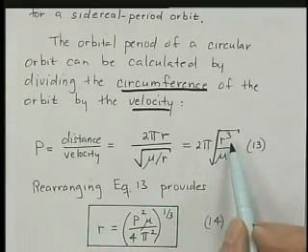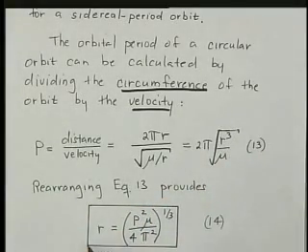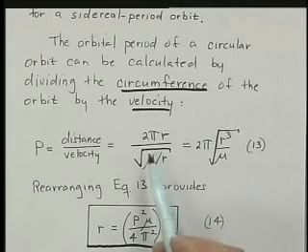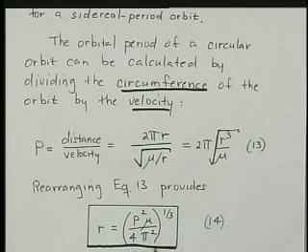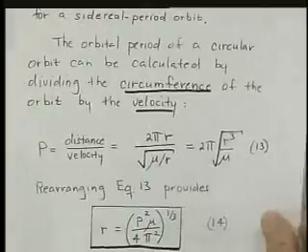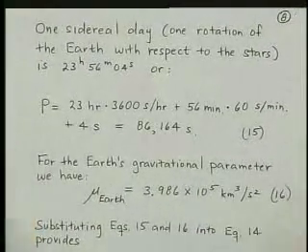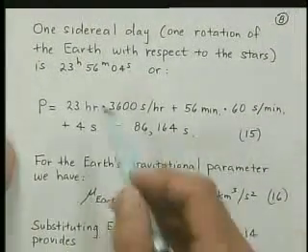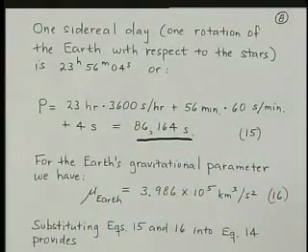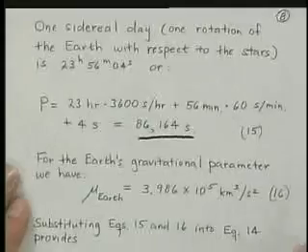Here we have r to the 3/2 inside the square root, and square root of mu. We can rearrange this equation to solve for r, and we get r is the cube root of period squared times mu over 4 pi squared, since we squared the 2 and the pi. So rearranging, we can solve for r, and we put in the period of interest into equation 14. One sidereal day is 23 hours, 56 minutes, 4 seconds. If you add it up, you get 86,164 seconds.